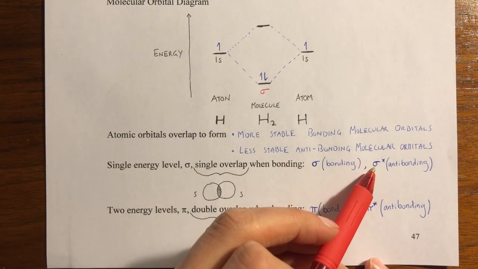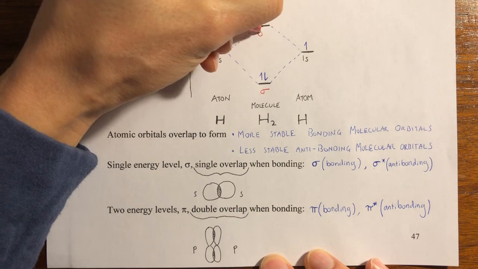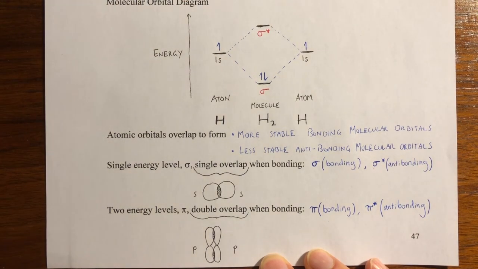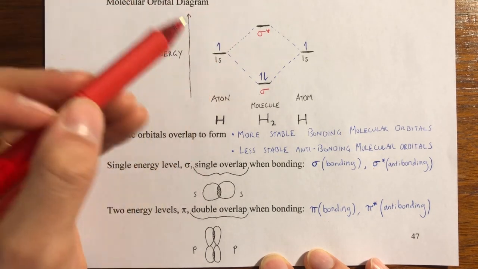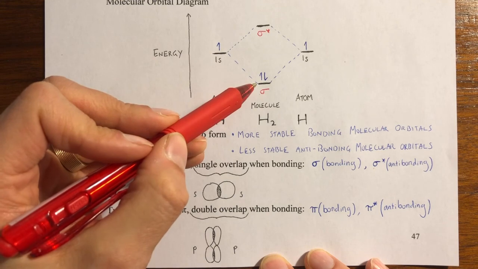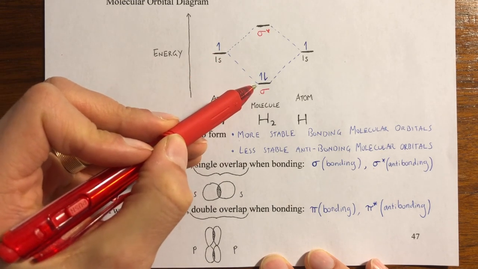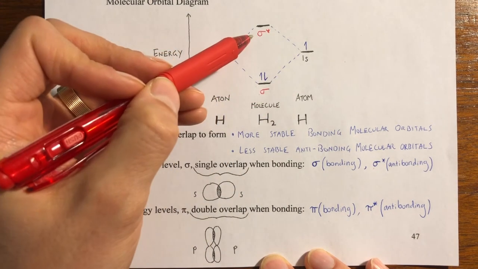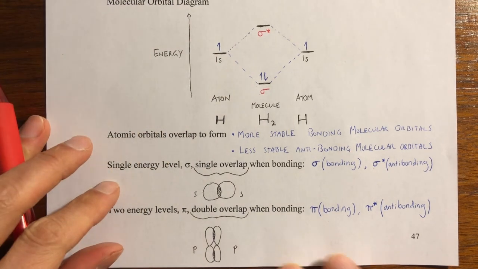At the same time, we form a corresponding antibond that is higher in energy. So this higher energy orbital we're going to call a sigma star antibonding molecular orbital. The whole reason that this antibonding orbital has to exist is because of conservation of energy. If 2 atoms overlap to form something that's more stable, you also have to create something that offsets that stability. And that is this less stable, higher energy molecular orbital.